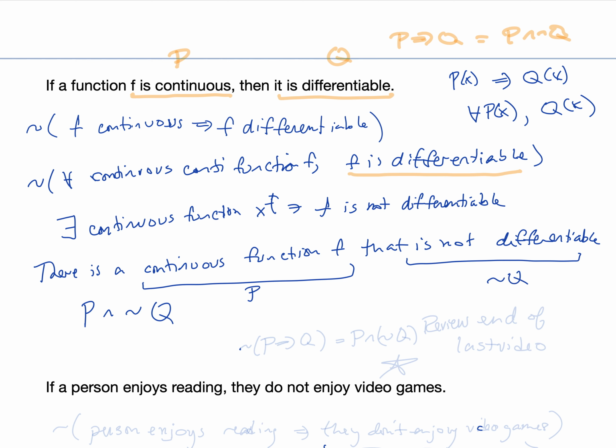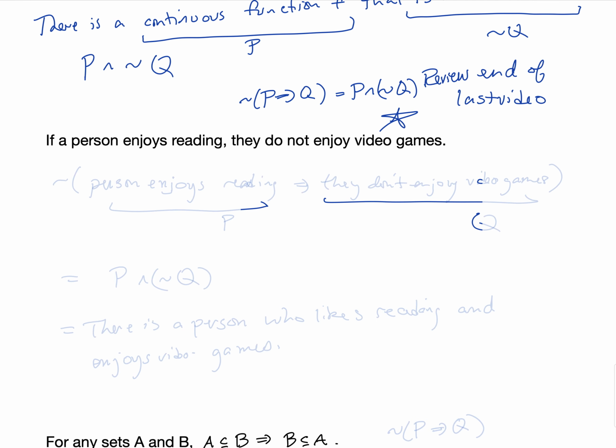If that is not feeling familiar, review the end of last video. At the end of last video, we showed that in general, the negation of p implies q is the same thing as p and not q, and that's a really useful thing to recall. Next, if a person enjoys reading, then they do not enjoy video games. How could I negate this?